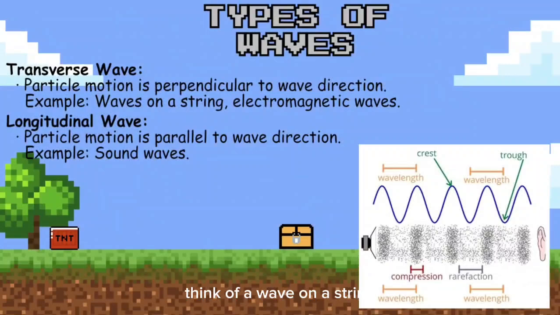Think of a wave on a string. You flick your hand up and down, but the wave travels horizontally. Light is also a transverse wave. The second type is a longitudinal wave. Here, the particles move parallel to the wave's direction. This creates areas of compression, where particles are squeezed together, and rarefaction, where they are spread out. The most common example is sound. When I speak, I create compressions and rarefactions that travel through the air to your ears.